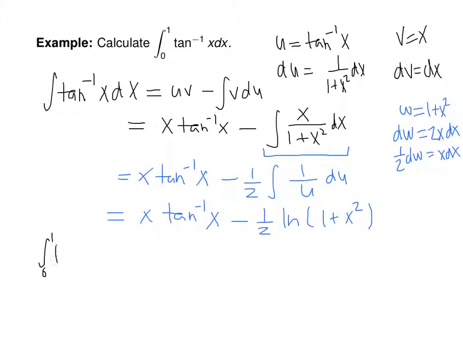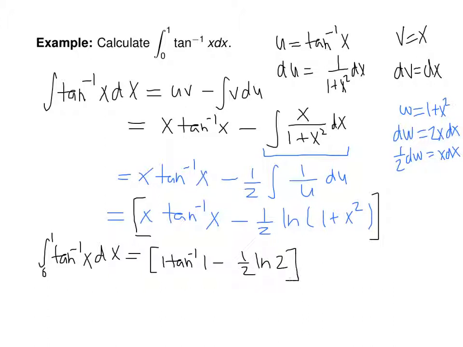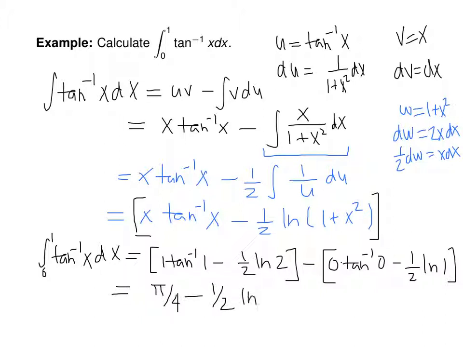Now, evaluating from 0 to 1, the area under the tan inverse curve from 0 to 1 is found by first plugging 1 into this expression. So 1 times tan inverse of 1 minus 1/2 ln of 2, and then plugging in 0: 0 times tan inverse of 0 minus 1/2 ln of 1. And the second expression is 0. In the first portion, tan inverse of 1 is asking when does tangent equal 1, so that's pi over 4, minus 1/2 ln of 2.